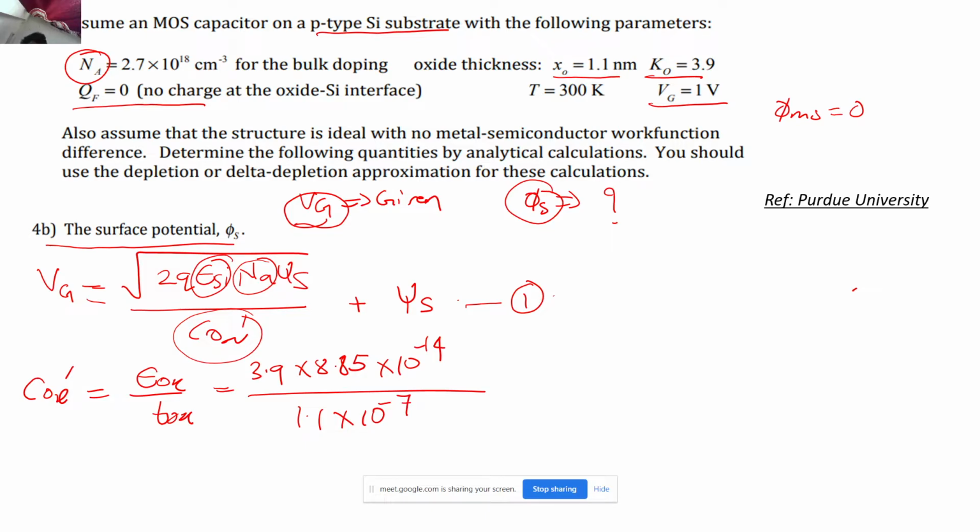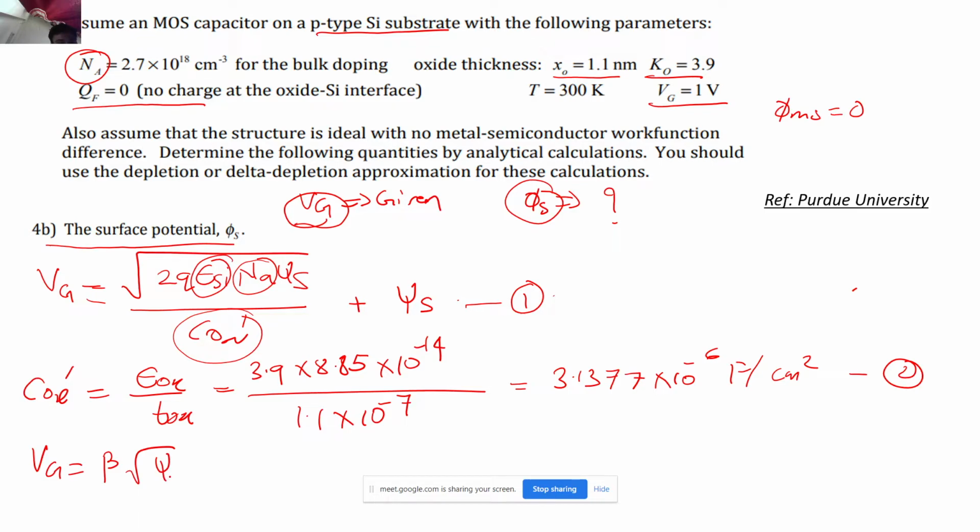So if you calculate this value, then you are going to get what? 3.1377 into 10 to the power minus 6 farad per centimeter square. Correct? So now let me modify equation number 1 a little bit. Vg, I will write it as some beta times root psi s plus psi s. Correct? The value of beta is constant and we are able to find it, right?